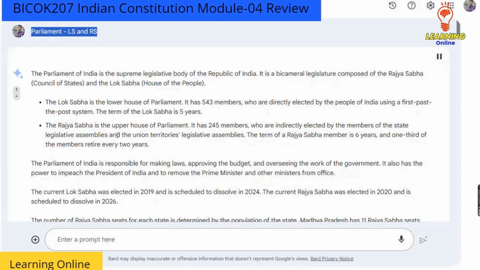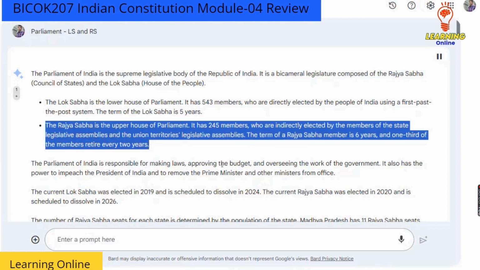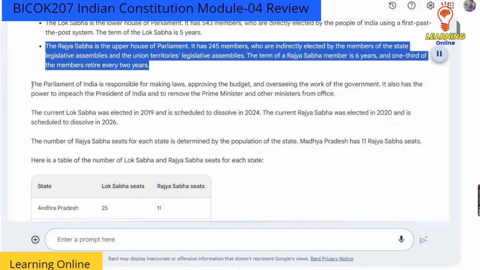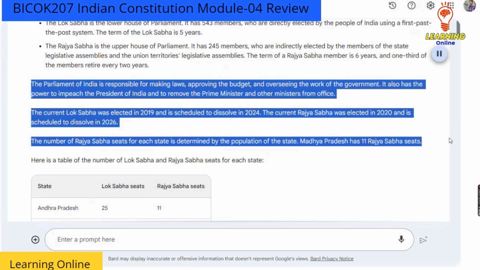The Rajya Sabha is the upper house of parliament. It has 245 members, who are indirectly elected by the members of the state legislative assemblies and the Union Territories legislative assemblies. The term of a Rajya Sabha member is 6 years, and one-third of the members retire every 2 years. The Parliament of India is responsible for making laws, approving the budget, and overseeing the work of the government.